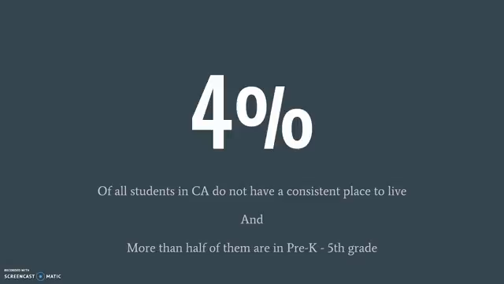Now, we may not see that in the districts we work in, but that's a huge percentage of kids that we're having to contend with. And more than half of them are in pre-K through 5th grade. So more than half of that 4% are within the lower grades, pre-K through 5th, which is kind of crazy to be going through that influential developmental time without that stability at home.